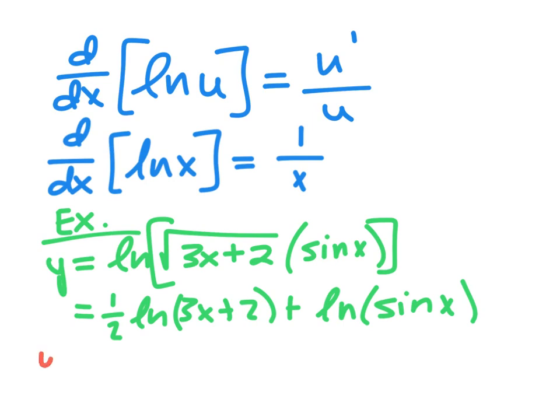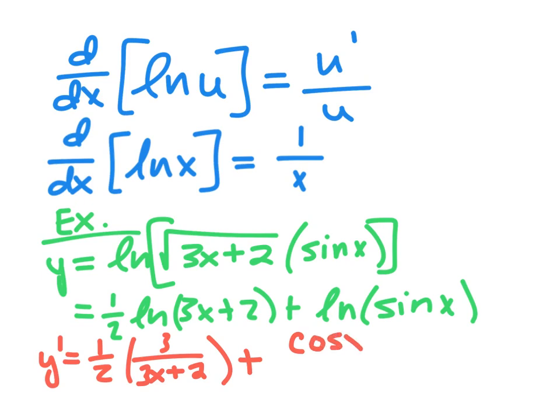So differentiating, y prime would give me 1/2, and then my u prime over u would go to 3 over 3x plus 2, plus, and then I'm going to have to do u prime over u again for the ln of sine x, which will go to cosine x over sine x. And of course you could rewrite that as cotangent x, but for our purposes we just want to practice the actual formula, not simplifying. Now the next formula is going to be the integral of what we just looked at.